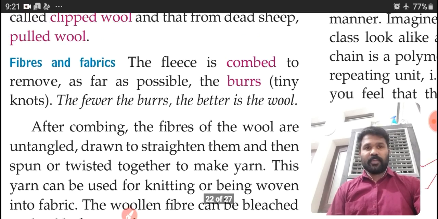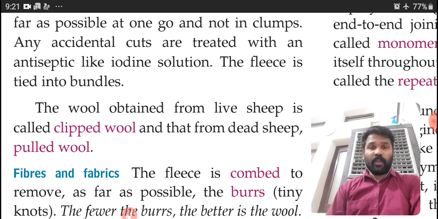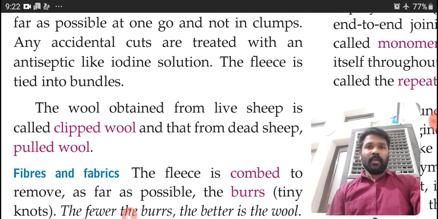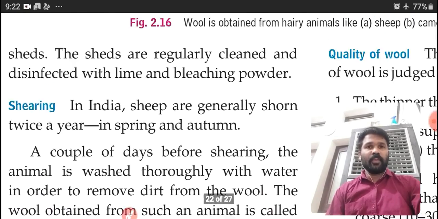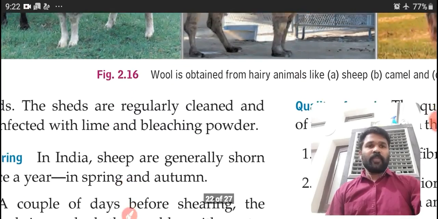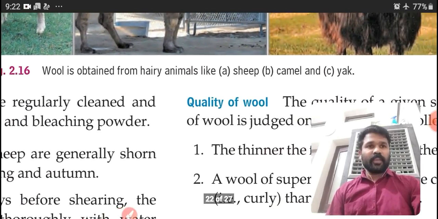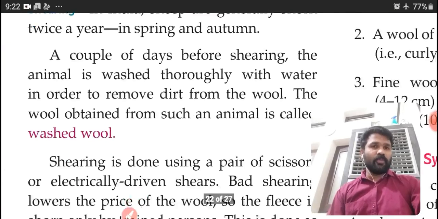Yesterday we discussed the clipped wool and the pulled wool. The wool obtained from live sheep is called clipped wool, and that from dead sheep is called pulled wool. We are discussing the wool. Don't forget how we are getting the wool, shearing and many other points we have discussed. The wool is obtained from hairy animals like sheep, camel and yak. Today we are going to continue the same concept.